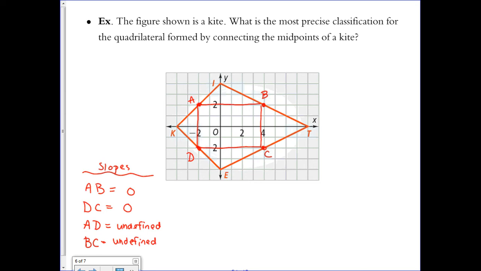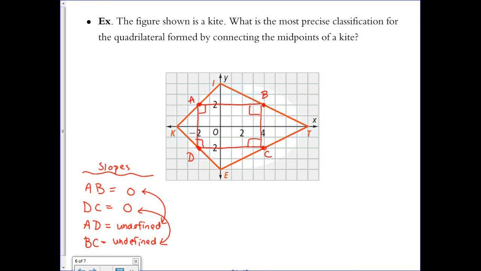By showing that, I've proven that I've got, I guess, opposite reciprocal slopes. 0 and undefined are opposite reciprocal slopes. So I've got a bunch of opposite reciprocal slopes, thus proving that I have perpendicular lines, thus proving that I have 4 90-degree angles in the corners. And for the sake of this, that's sufficient to show that it's a rectangle.